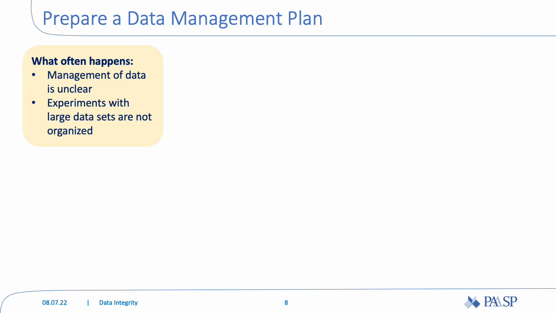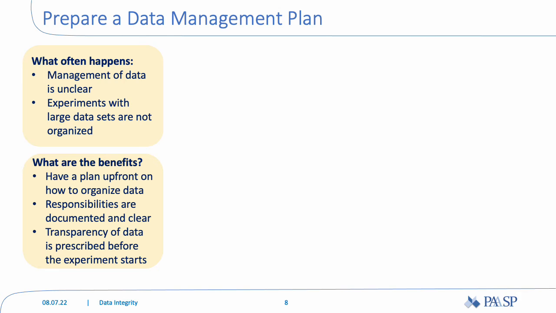Another example concerns big data sets in projects. If large data sets are not properly organized, this will ultimately lead to loss of data. Having a clearly defined and documented plan before the start of the project on management of the research helps save time and resources.